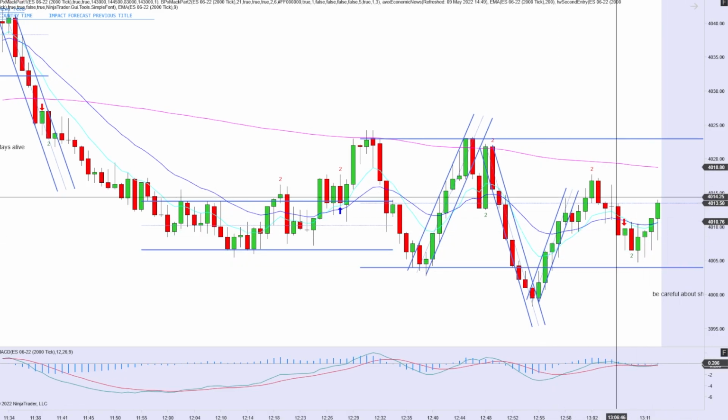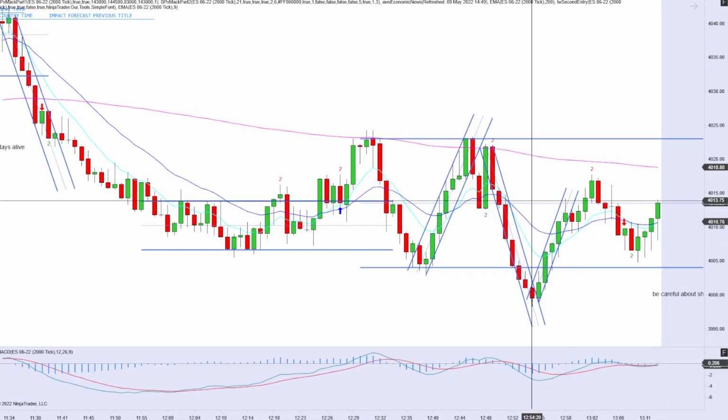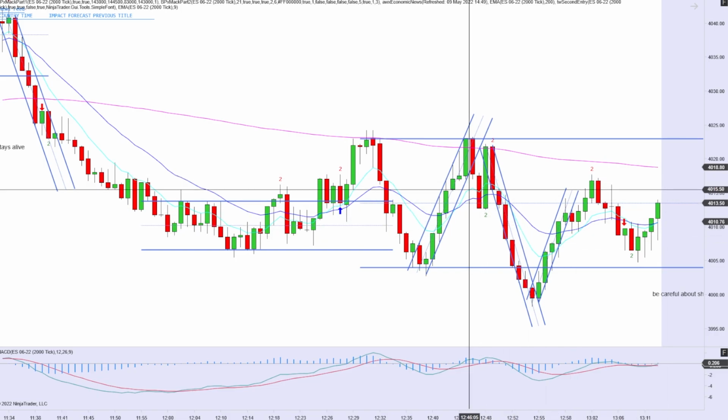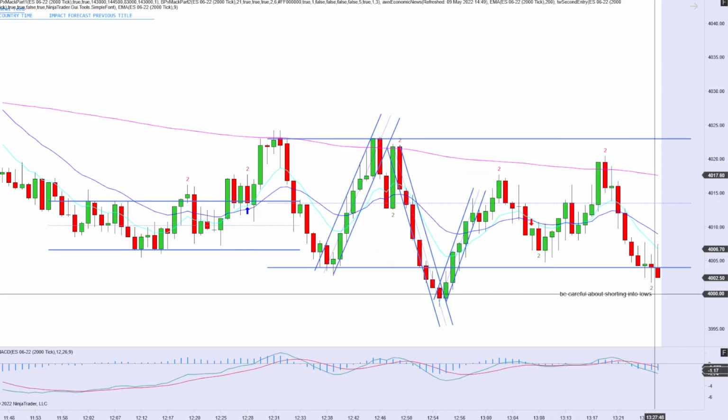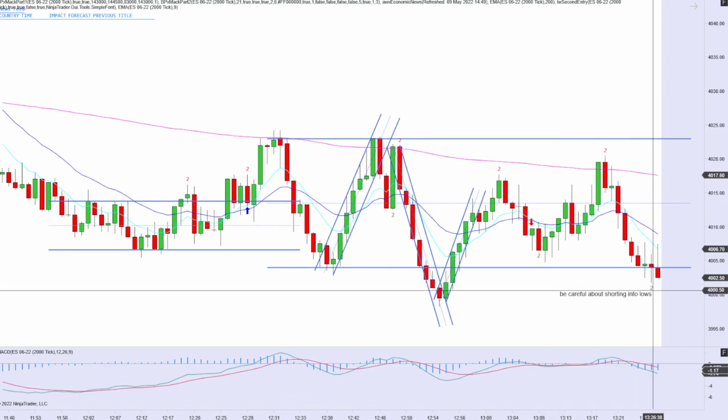But as long as we're following our rules, in the long run, we will be profitable. No strategy is going to work 100% of the time. So it is what it is. We continue moving on. Another note here, just reminding, be careful about shorting into the lows.